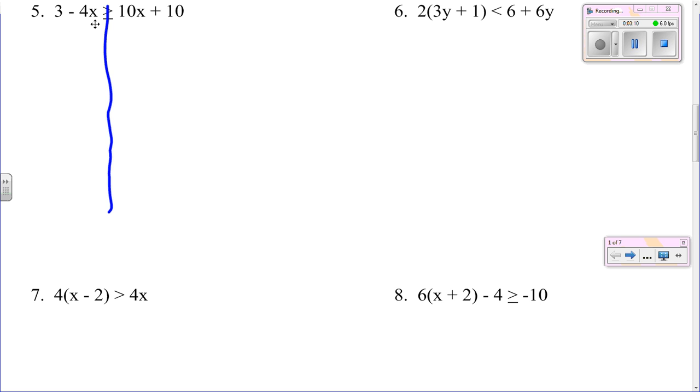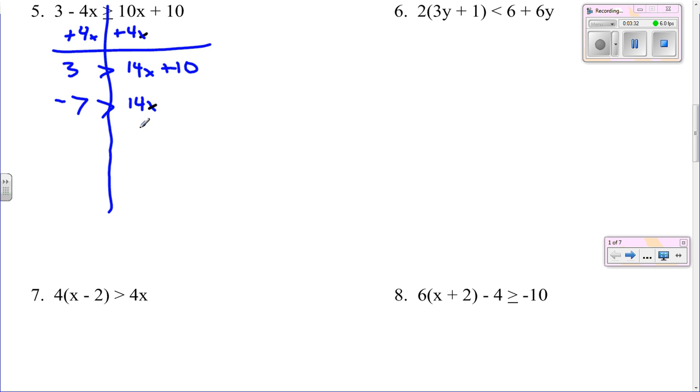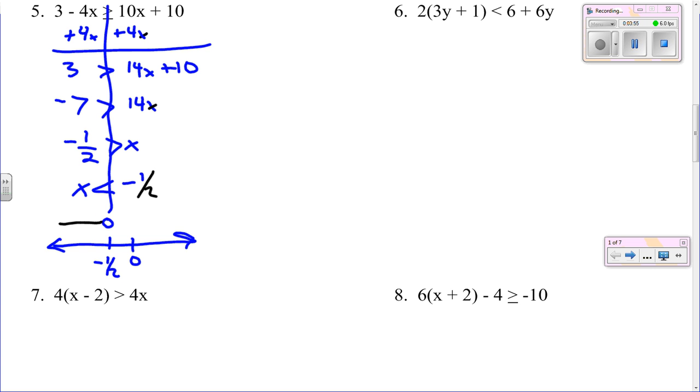Okay, for this one, because I want to get rid of my negative, I'm going to add 4x to both sides. Three is now greater than or equal to 14x plus 10. Subtract 10 from both sides. And negative 7 is greater than 14x. Divide by 14, you get negative 1/2 is greater than x. And because I always want my x in front, I'm just going to flip it all. Zero, negative 1/2, open circle, shade left.